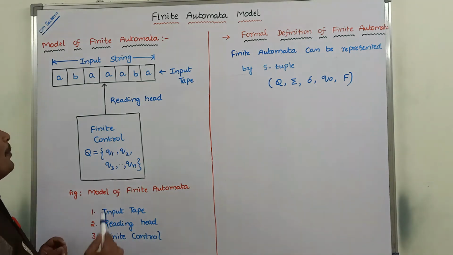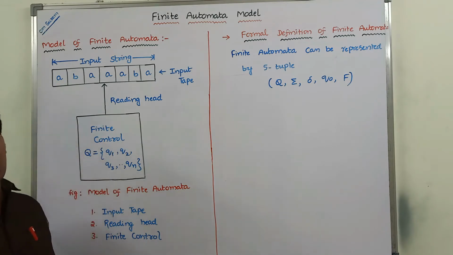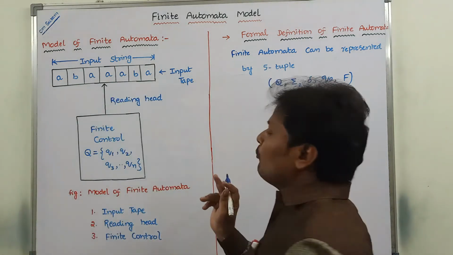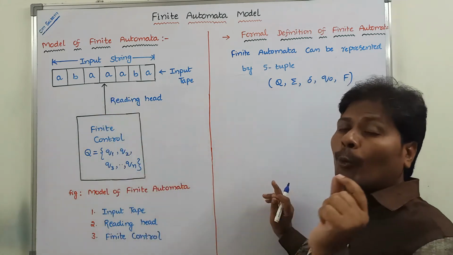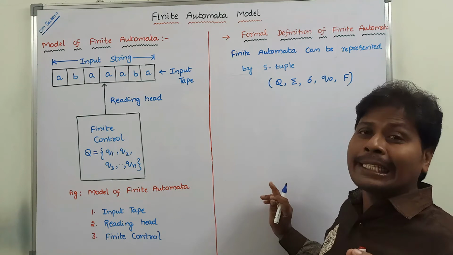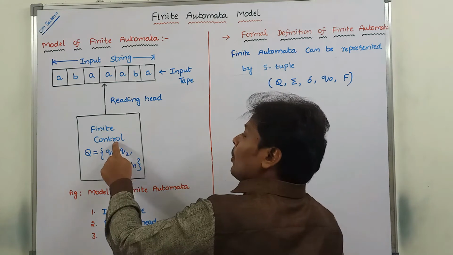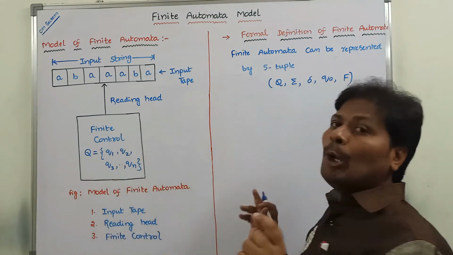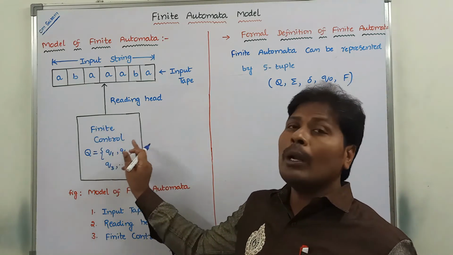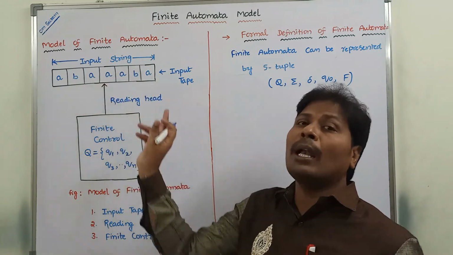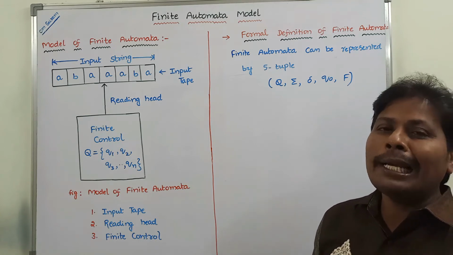Now, in one move, what is the action taken by the finite control? In one move, the finite control can read only one input symbol from the current cell of the input tape, and at that time it is present in one state. With the present state of the finite control and the input symbol read from the current cell of the input tape, it can go to the next state.